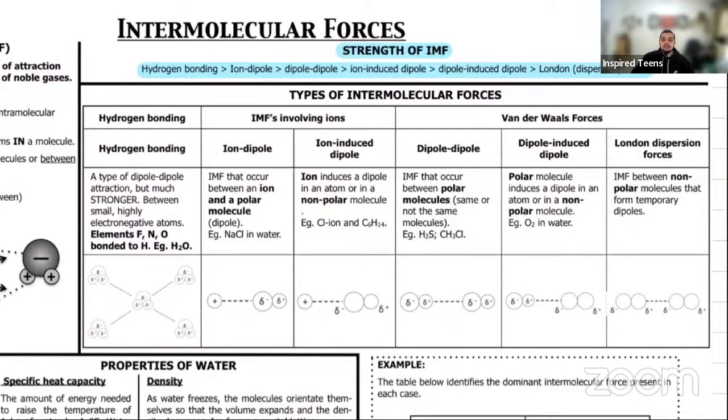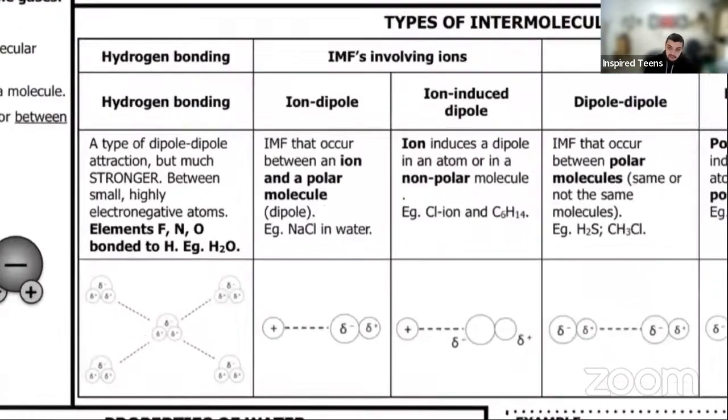Which are the strongest intermolecular forces? Before we even discuss them, let's discuss their strength. The strongest of all intermolecular forces is hydrogen bonding. Then we have ion-dipole, then dipole-dipole, ion-induced dipole, dipole-induced dipole, and London dispersion forces. Sounds like gibberish. Let's make sense of it.